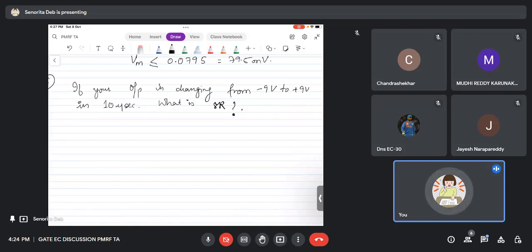So slew rate will be 18 upon 10, right? Because it's changing from -9 to +9. So 18 volts by 10 microseconds, and this is 1.8 volt per microsecond.